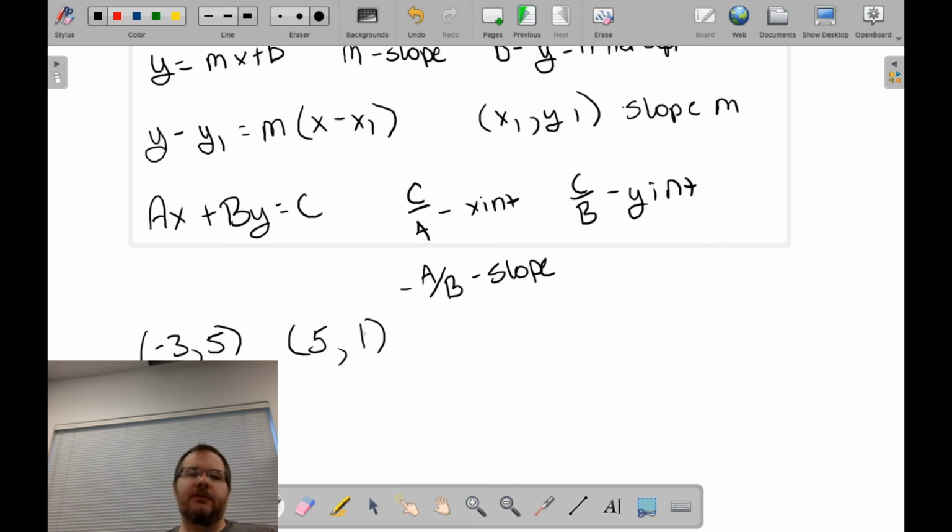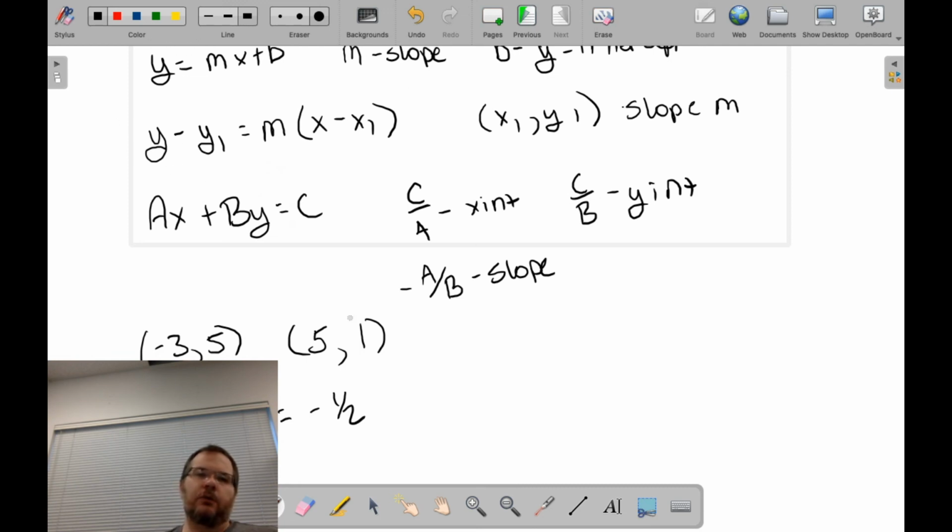So you don't have to do the second point minus the first point. In this case, 1 minus 5 is negative 4. I could also do 5 minus 1, which is positive 4. But if I do 5 minus 1, I have to do negative 3 minus 5, which is negative 8. And this is going to reduce down to negative 1/2. So that's the slope.